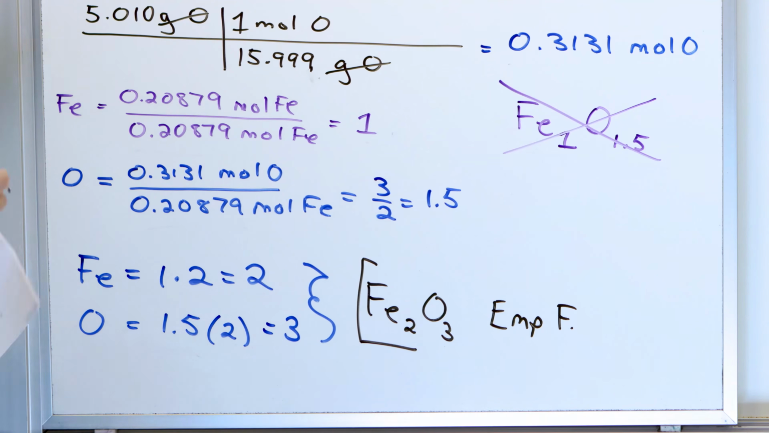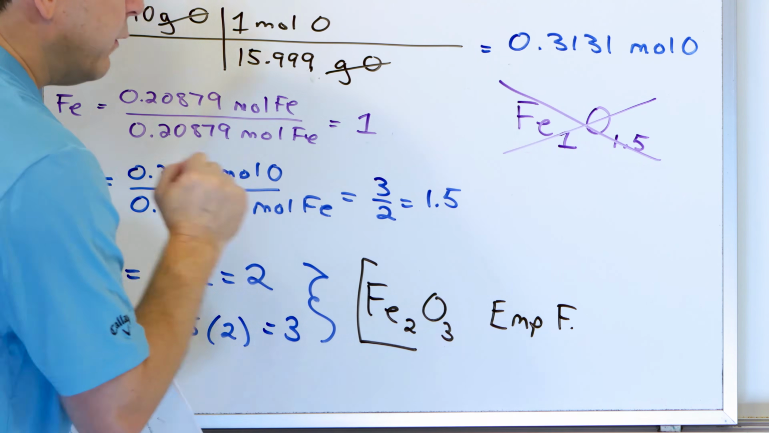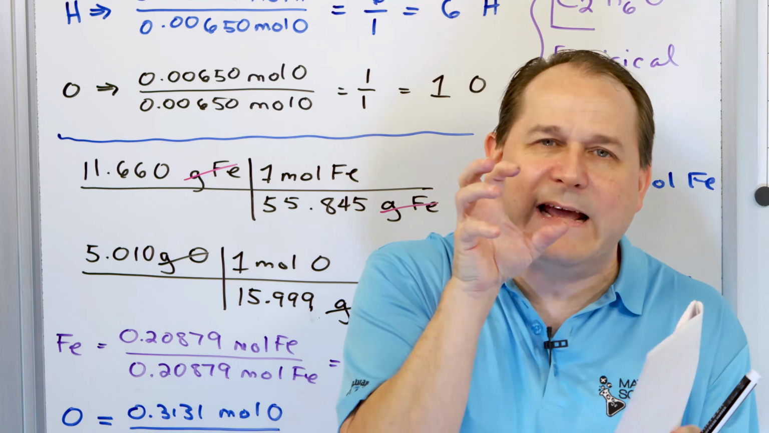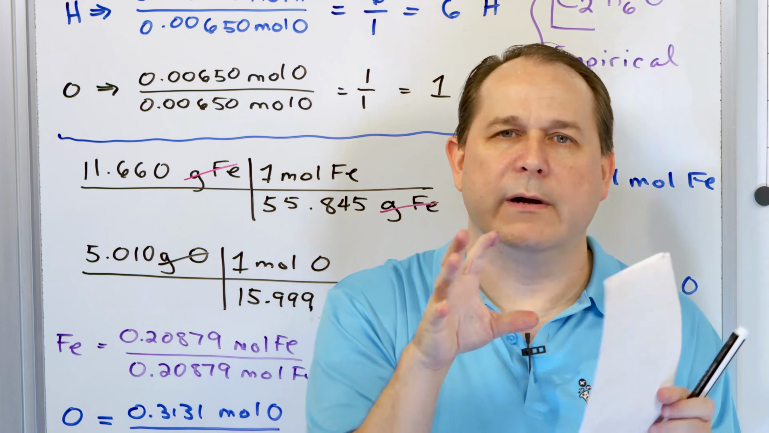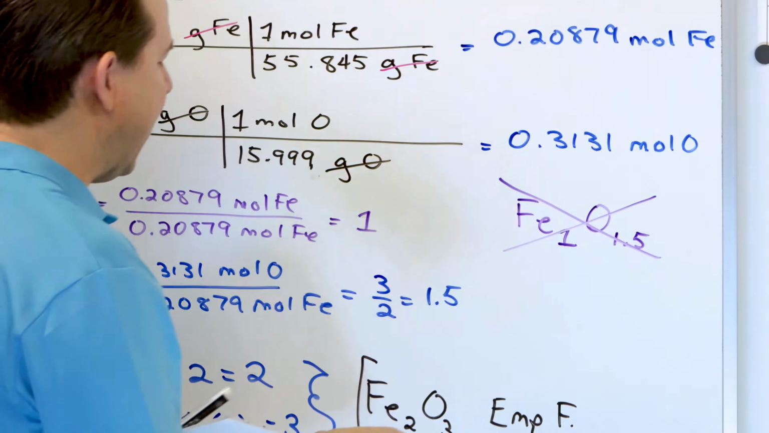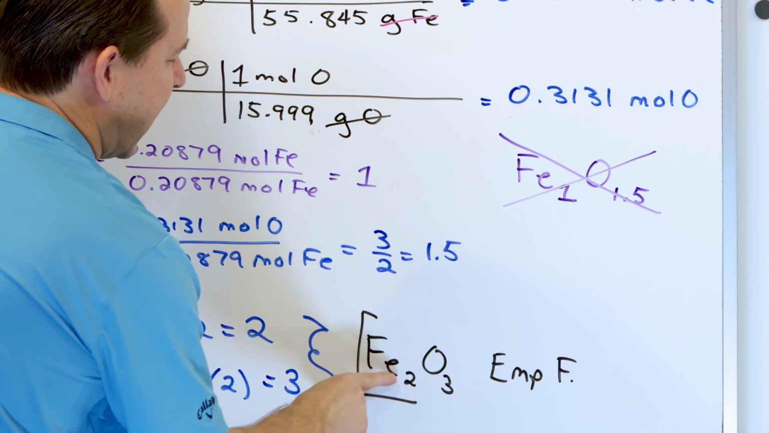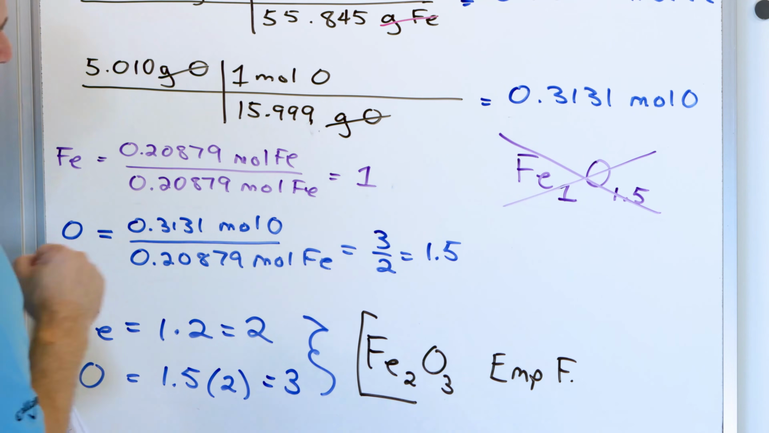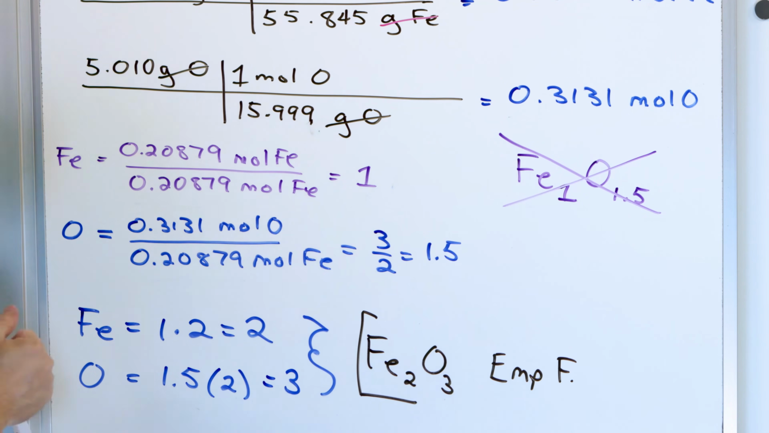This is the empirical formula. Now keep in mind, Fe2O3 doesn't really mean that that's the actual... well, in this case, it's actually iron and oxygen. So this is an ionic compound. So this is the lowest whole number ratio. This isn't a molecule at all, is what I'm trying to say.